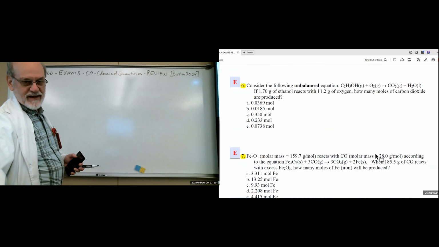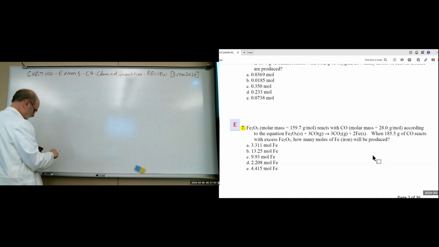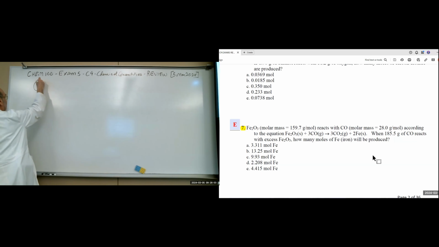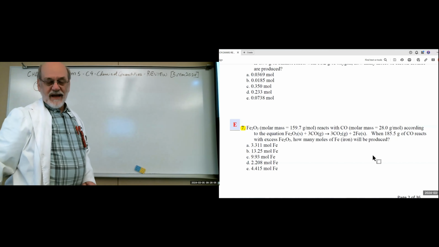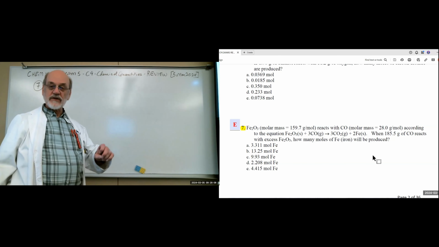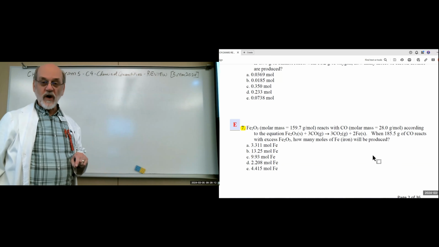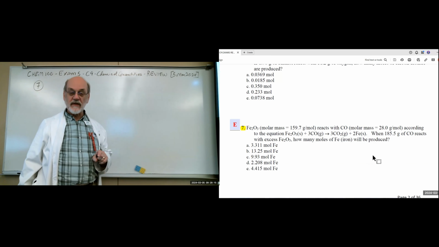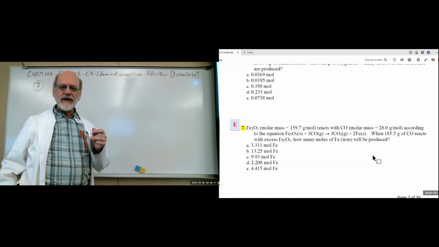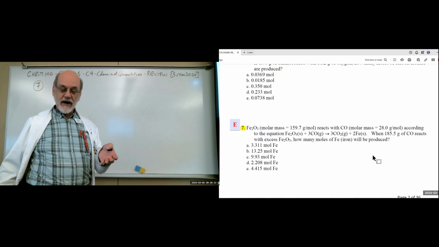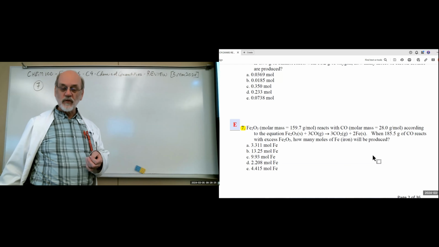Okay. Number 7. I think I need a new marker. That's better. Fe2O3, which is iron 3 oxide, reacts with carbon monoxide according to this equation, and they balanced it for us. When 185.5 grams of carbon monoxide react with excess iron 3 oxide, how many moles of iron will be produced?